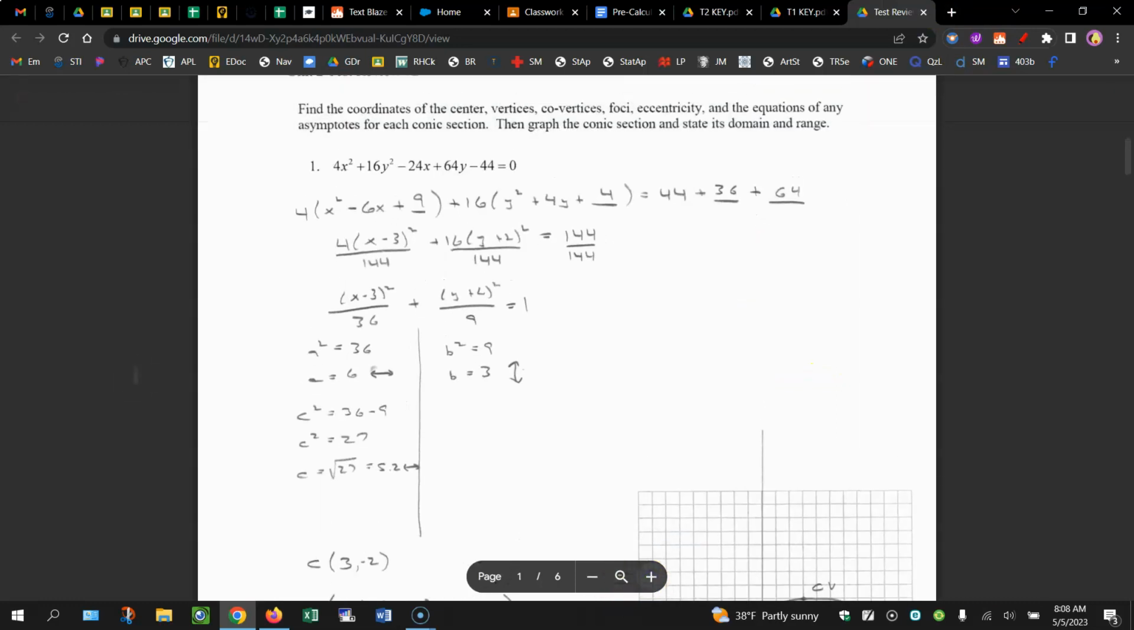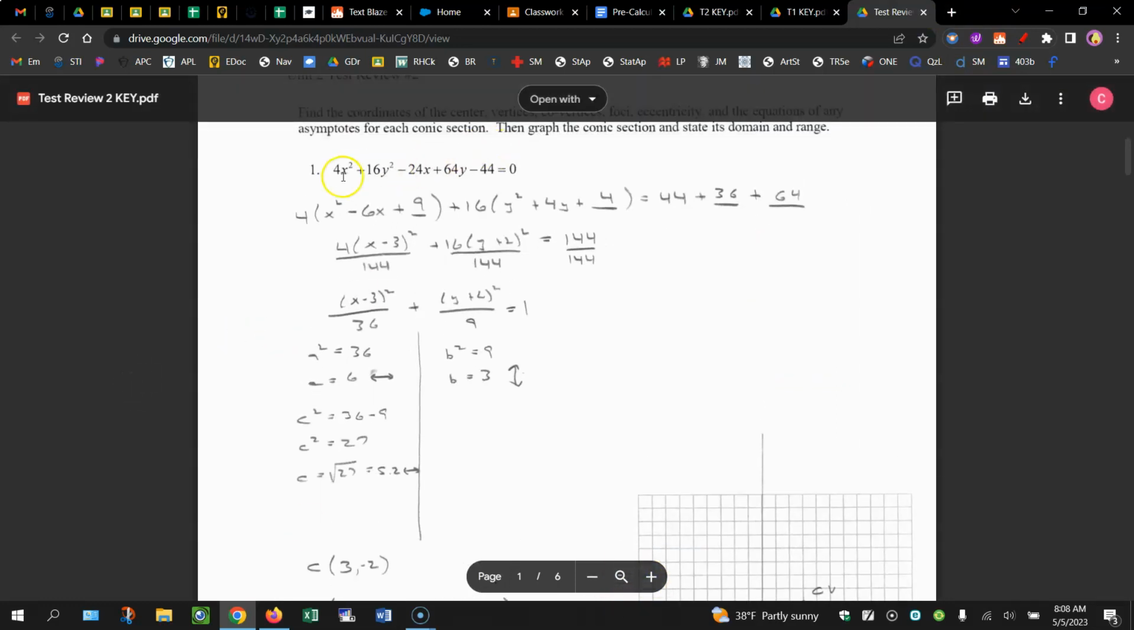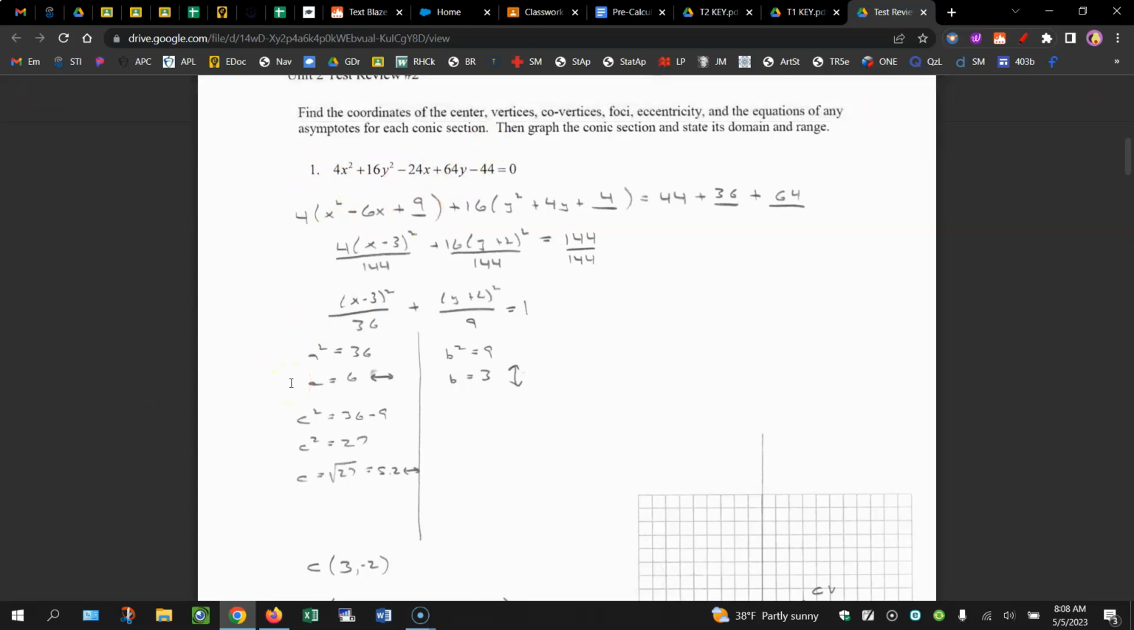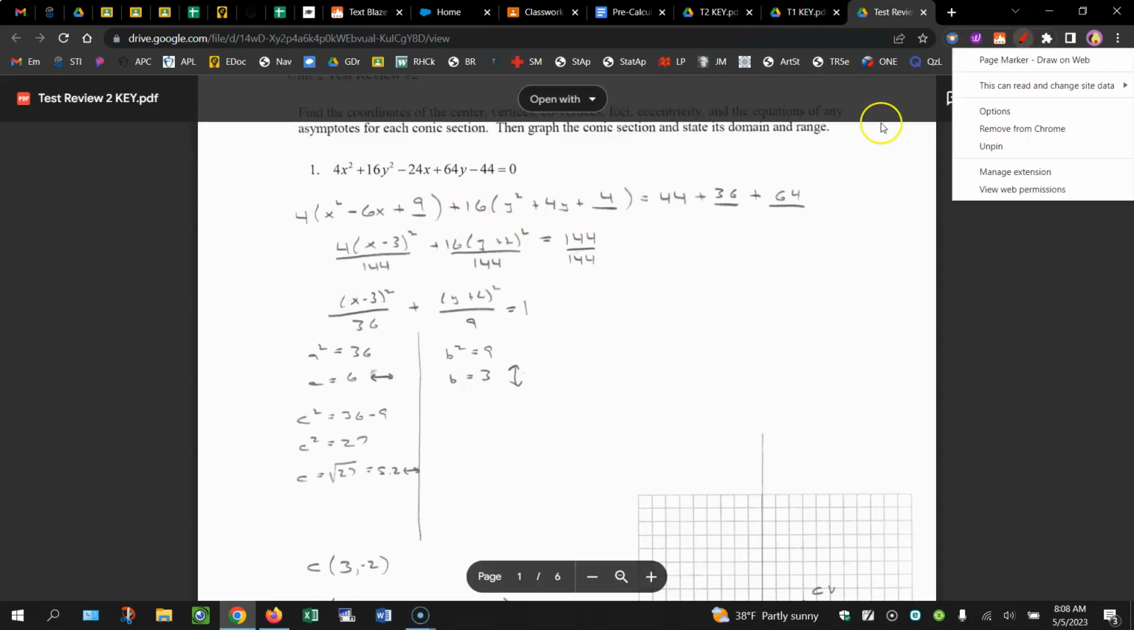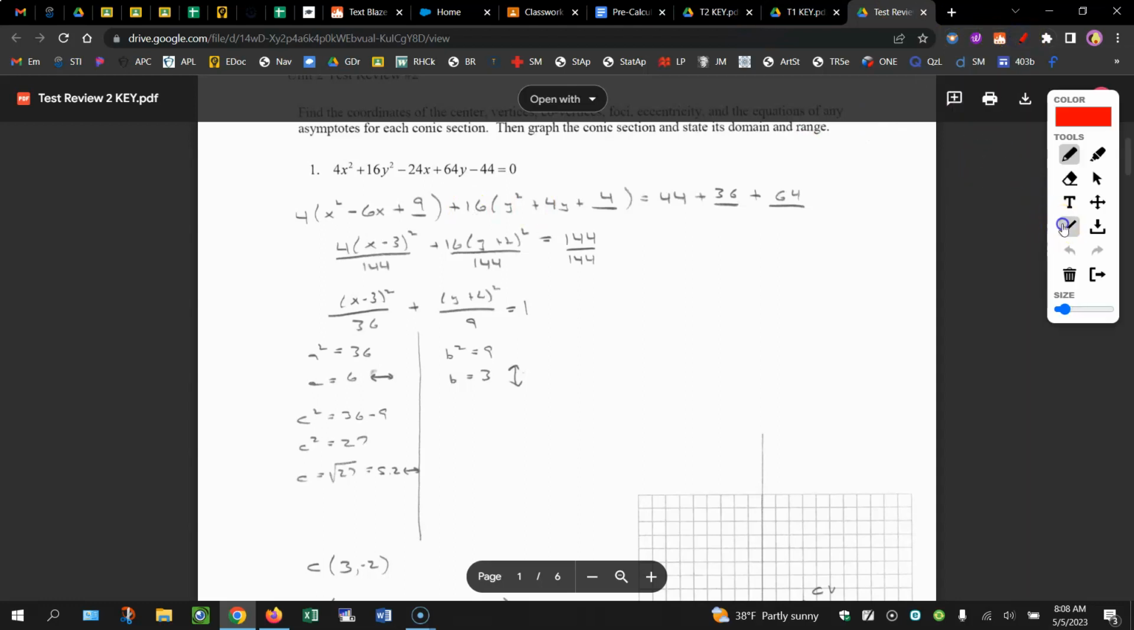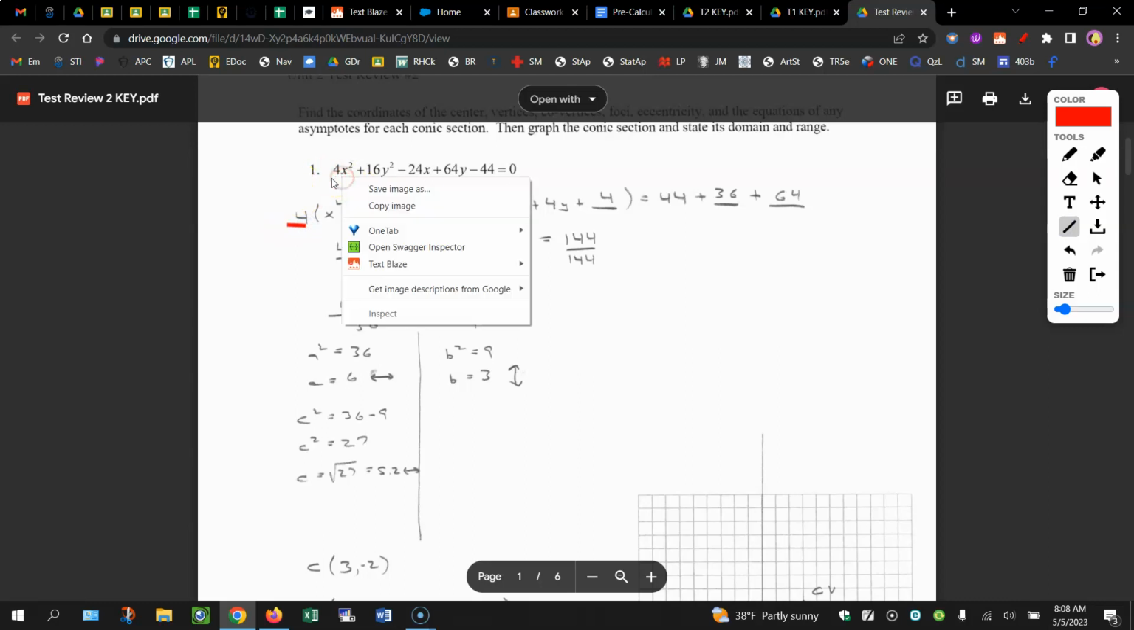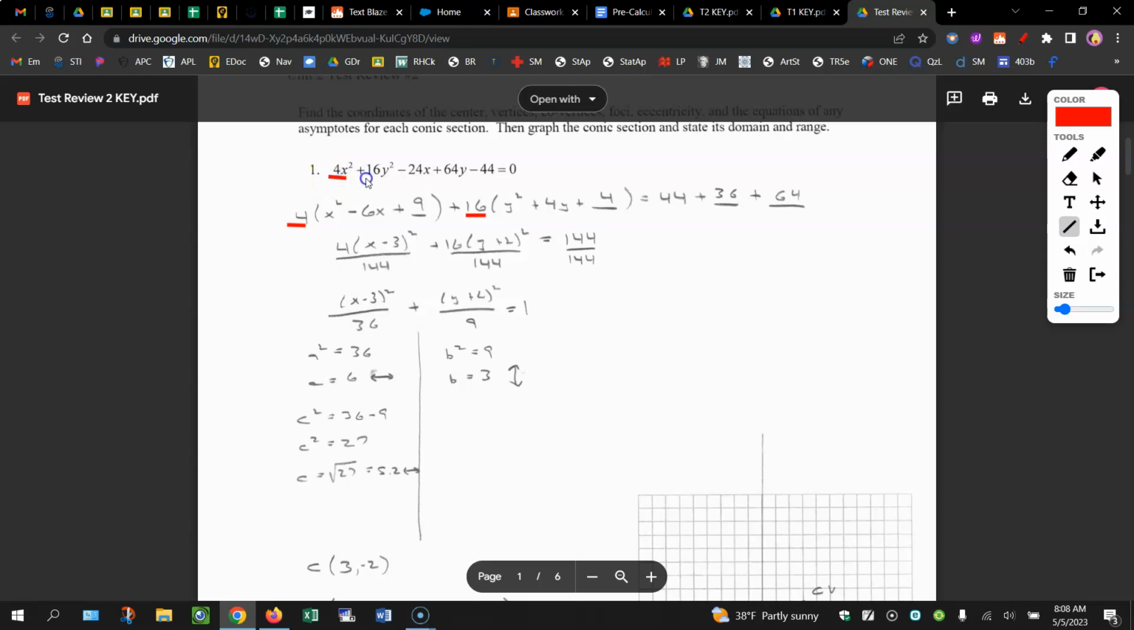So this is an equation that's in general form. They want you to put it in standard form and figure out center, vertices, co-vertices, all that stuff, and graph it. So just going through what we need to do on this to make that happen. You're going to start by factoring out the coefficient of the squared term. So we're going to factor out a 4 from the x's and a 16 from the y's. So that's where we're getting this. -24 divided by 4 is -6. 64 divided by 16 is 4.